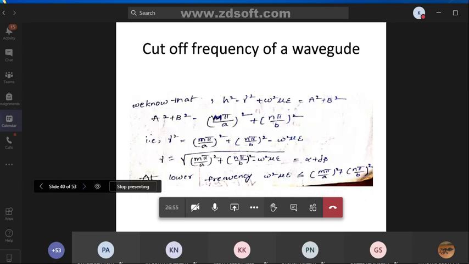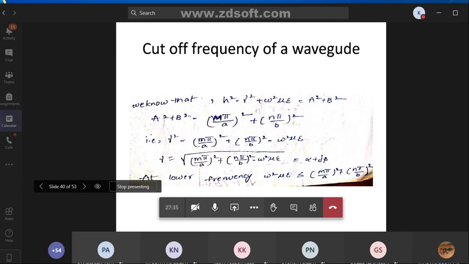Next we will see the cutoff frequency of a waveguide. So what is the cutoff frequency? From the previous equations, we know that h square equals gamma square plus omega square mu epsilon, that is equal to a square plus b square. Substitute what is a and what is b: we know that a equals m pi by a whole square and b equals n pi by b whole square.